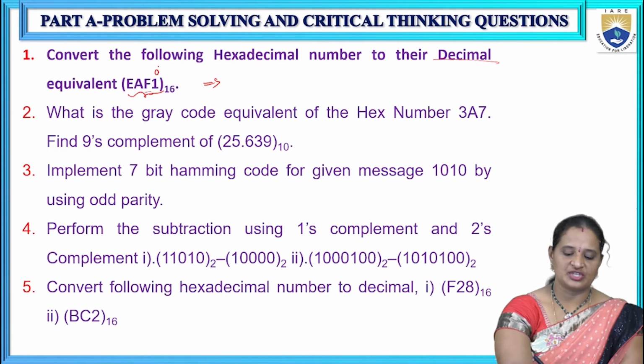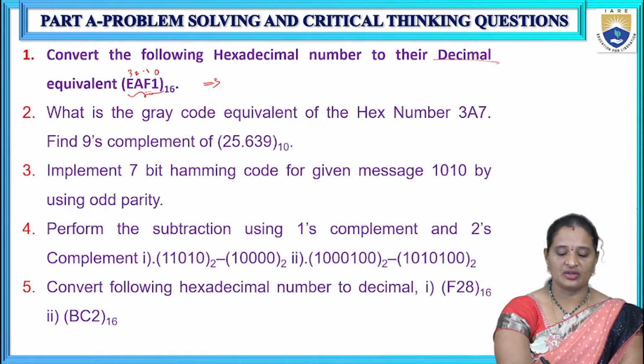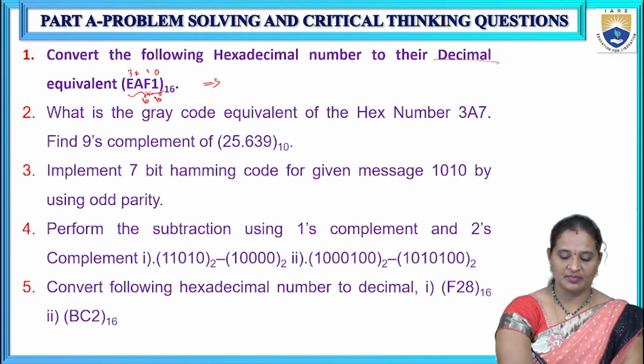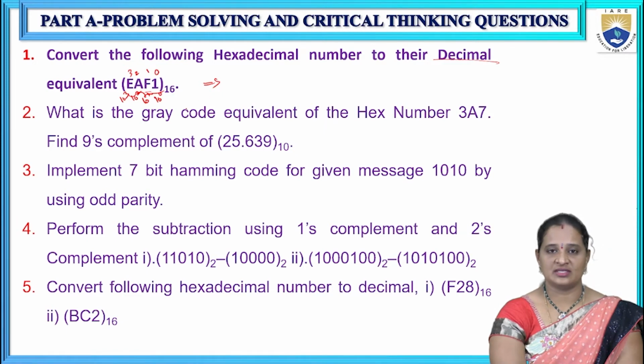So this is the position 0, 1, 2, 3. It is a 4-digit hexadecimal number given. So the positions are given like this, 0, 1, 2, 3, where the positional weights are 16 power 0, 16 power 1, 16 power 2 and 16 power 3. So multiply each digit with its positional weight and add all the products together so that you will be getting the equivalent decimal number for the given hexadecimal number.